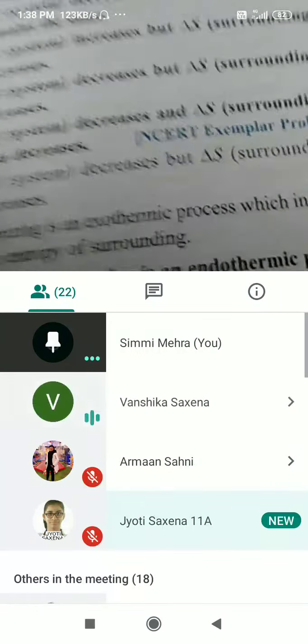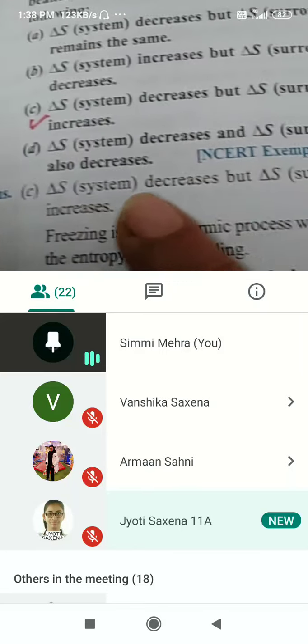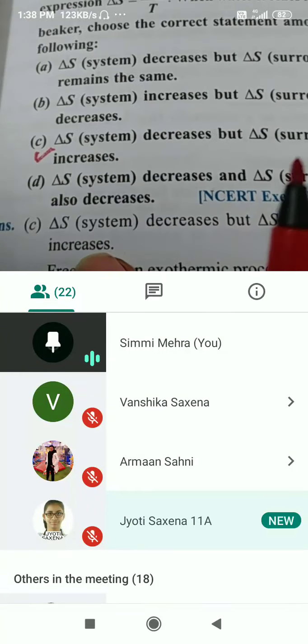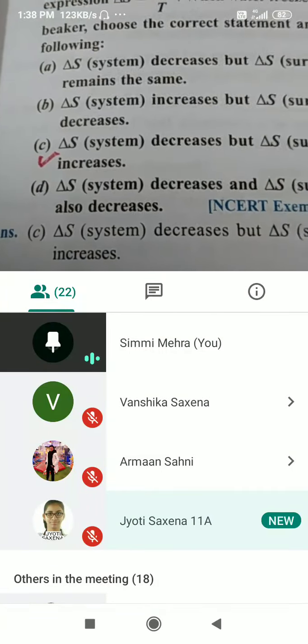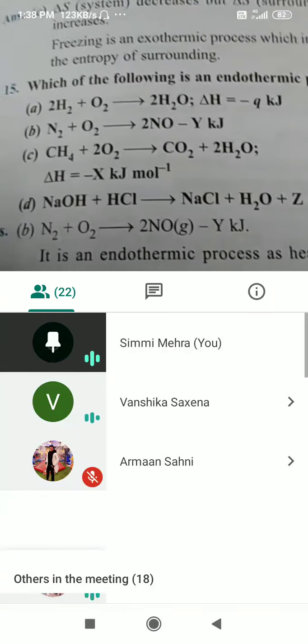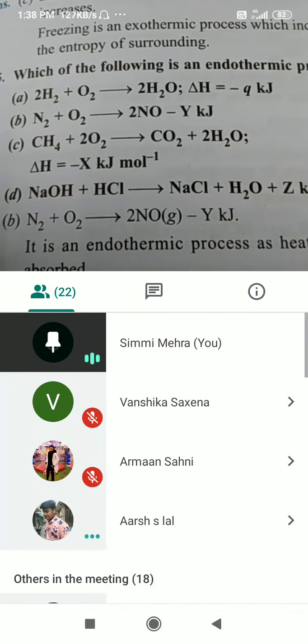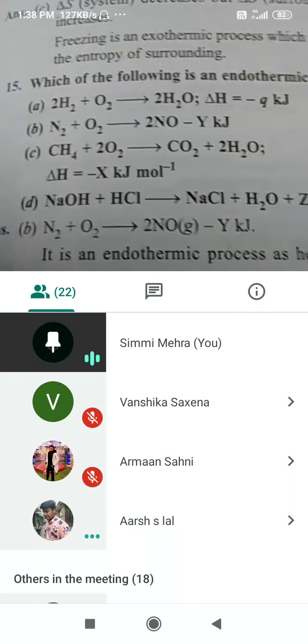C: delta S decreases, but delta S surrounding increases. I told you it's an open system. So one will decrease. In freezing, randomness decreases.